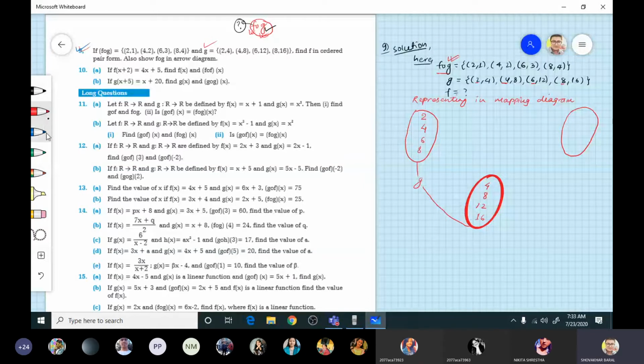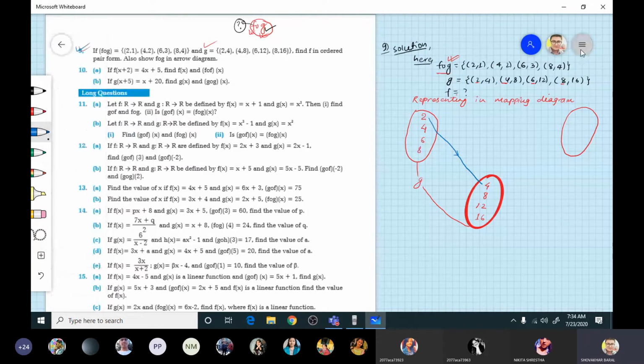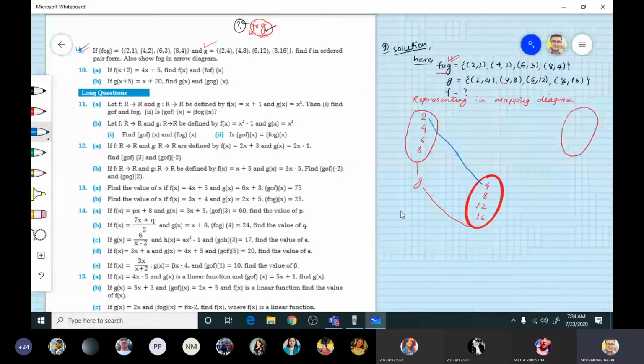Now let me join with the arrows also. Don't use different colors in your copy, as it may not look good. Let me map this element 2 with 4. I think there must be some scale here, but the scale is not getting displayed. Clear toolbar, active pen. I'm sorry, there's no scale here. Let me draw it. I'm not used to using this tablet.